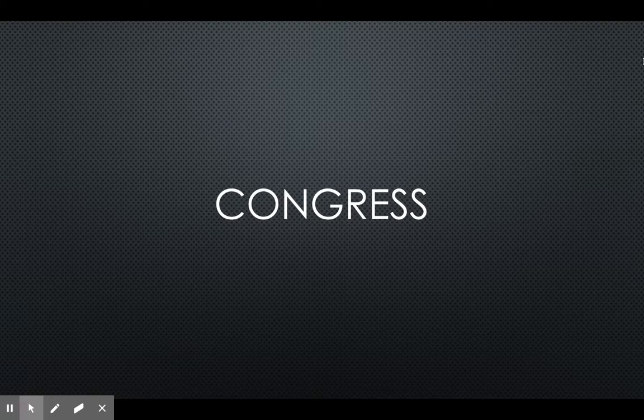And this is a really important part of this AP class. It's a really big part of the exam. So make sure that you're paying close attention to each of the branches, their powers, and what they do as we go through these next units.